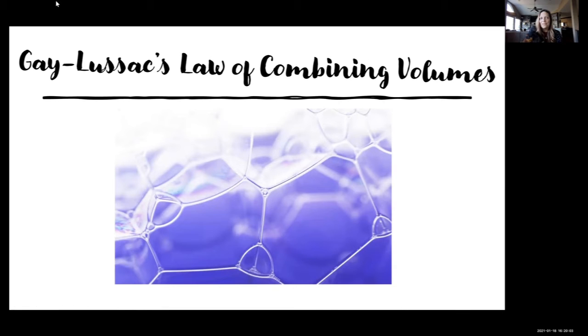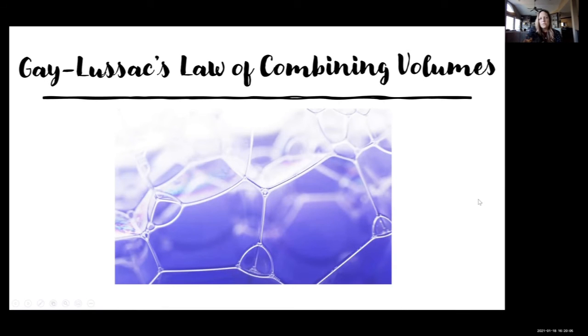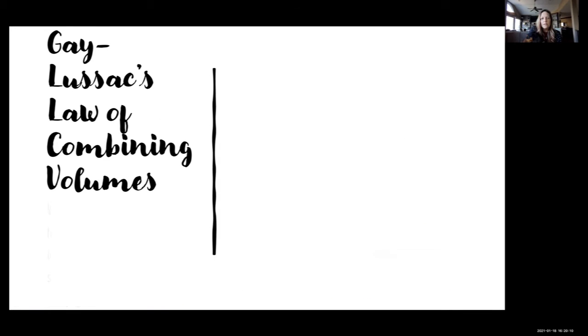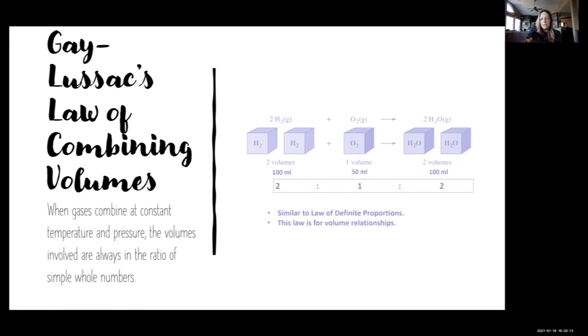So moving on, Gay-Lussac's law of combining volumes. So this one has to do with when gases combine at constant temperature and pressure, the volumes involved are always a ratio of simple whole numbers. So here you see you have 2 hydrogen, and they're combining in a simple whole number ratio with your 1 oxygen, and this is how you're going to get H2O, right? Your ratio would be 2 to 1 to 2. So it's similar to your law of definite proportions, but this law is for volume relationships.